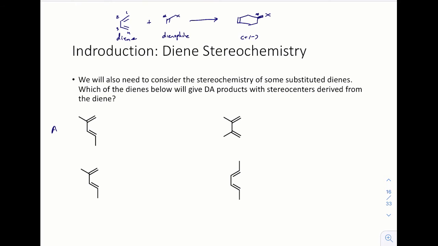There are 4 dienes here for you to use to consider this question. I would suggest that you just consider the simplest Diels-Alder with ethylene. Draw the products that would result and think about what the patterns are for which carbons of the diene, when they're substituted, may result in some stereocenter in the product.